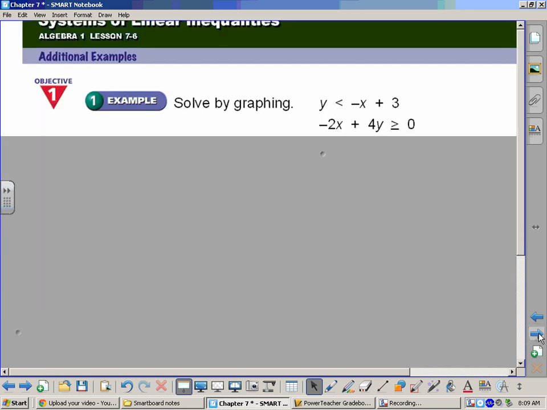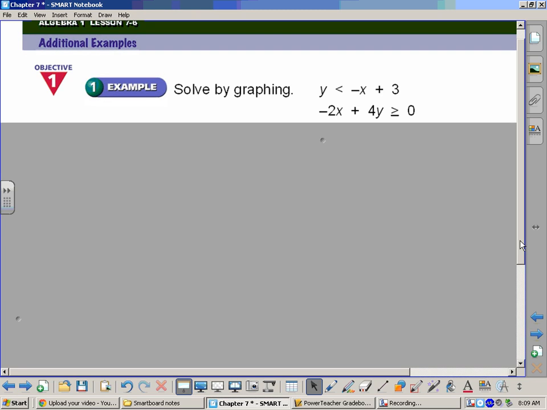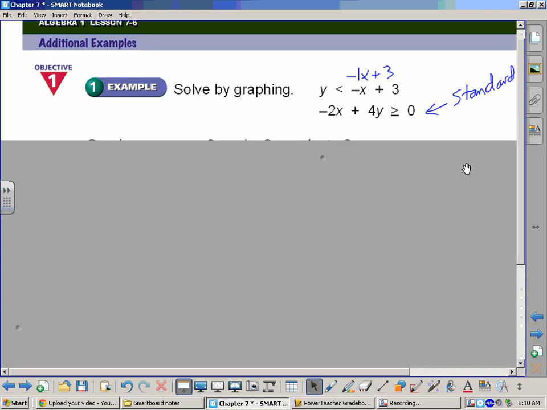And then what I'm going to have you do is, there are two lines here, and I want you to graph these two separate lines. One of them is already written, y less than negative x plus 3. You can interpret that to be negative 1x plus 3. That will help you with your slope. But notice this one is in standard form. So for your notes, I want you to rewrite that one in y equals mx plus b.